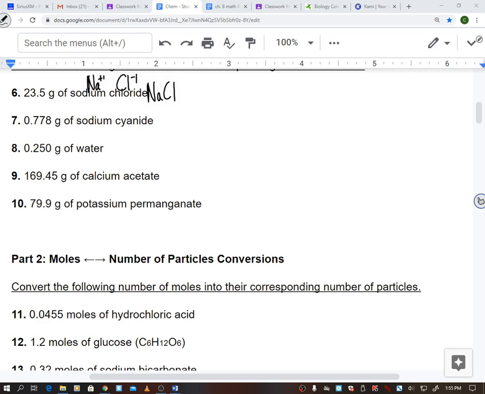So if I have 23.5 grams of NaCl, I'm going to look at this in sodium. If you look at your periodic table, it's going to be 23 grams, and chlorine is 35.5. So when you add all of that together, you get 58.5 grams. So you can see now where my grams are on bottom instead of like it was before. Now my moles are on top. So I'm going to take 23.5 divided by 58.5, and that is 0.4 moles.